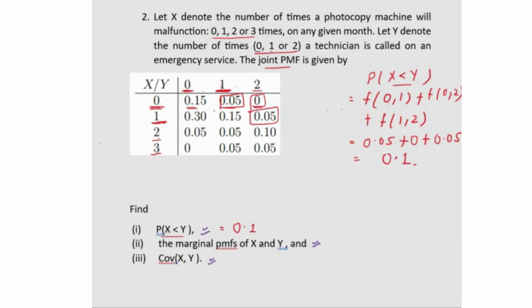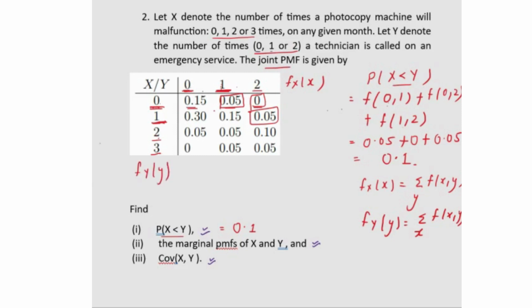Next we have the marginal probability mass function of x and y. For the marginal probability mass function, fx of x is the summation over y values of f of x comma y. And fy of y is the summation over x values of f of x comma y. So from this joint probability mass function table, this is fx of x corresponding to this x column, and this is fy of y corresponding to this y.